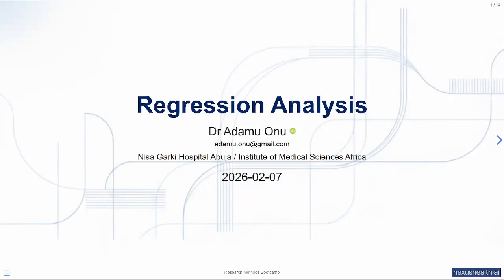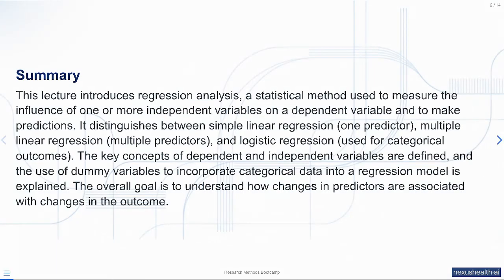Following our lecture on correlation, we continue with a consideration of regression analysis. In this lecture, we'll look at regression analysis, which is a statistical method that is used to measure the influence of one or more independent variables on a dependent variable. It is also used to make predictions.